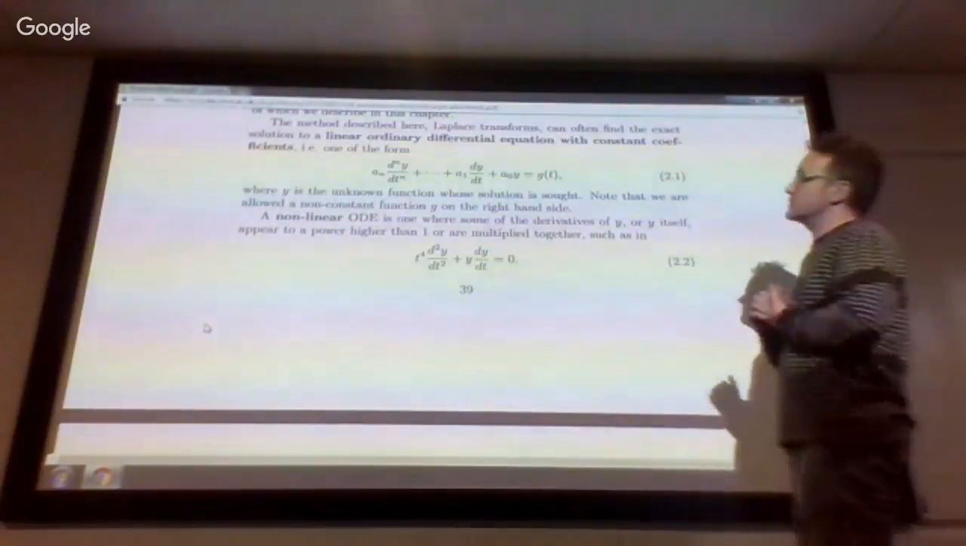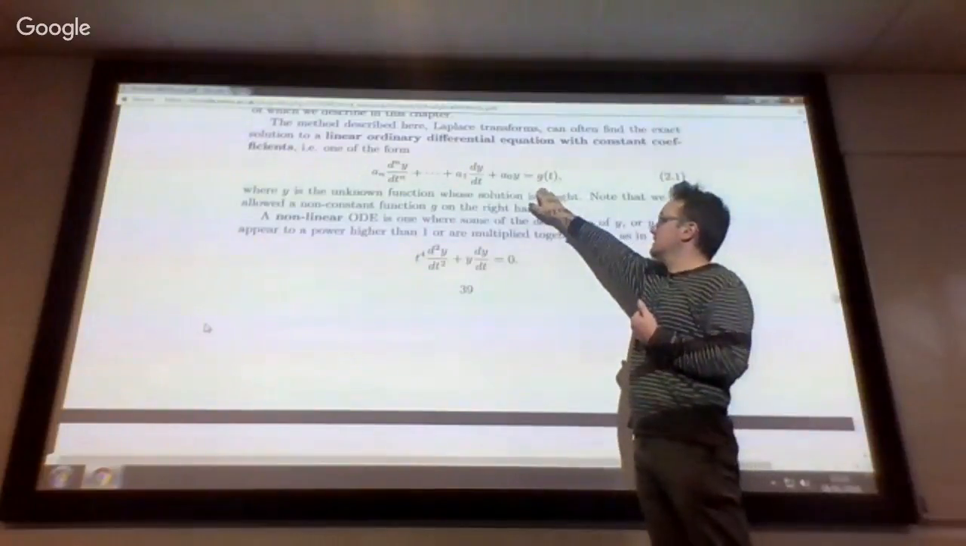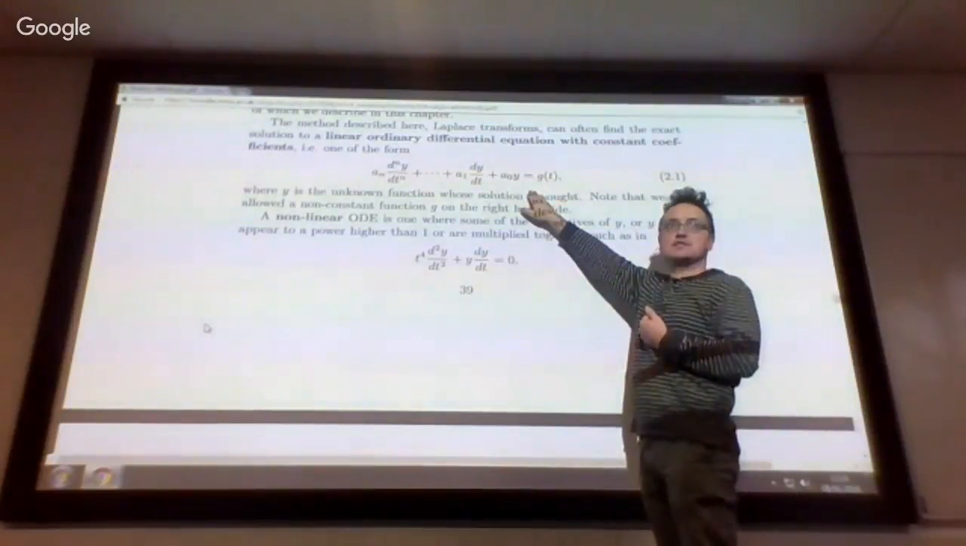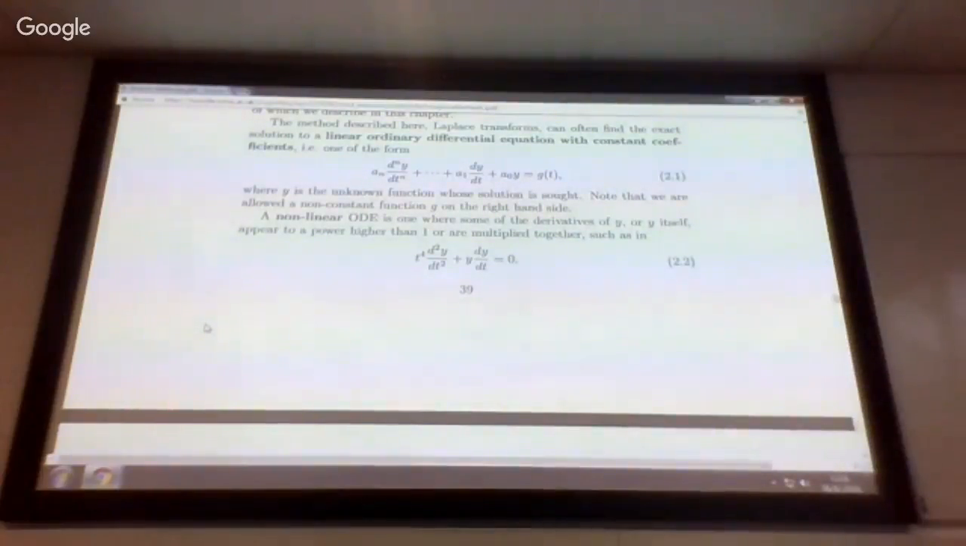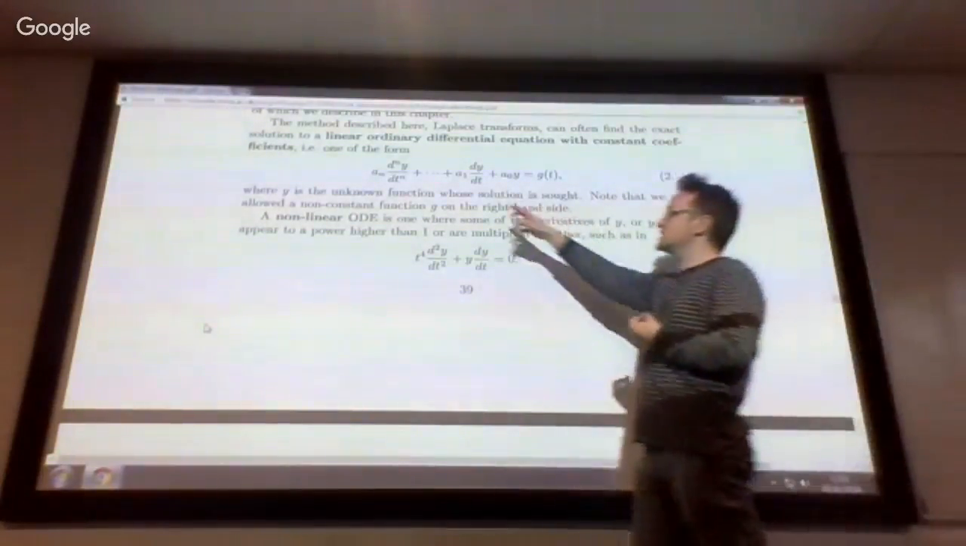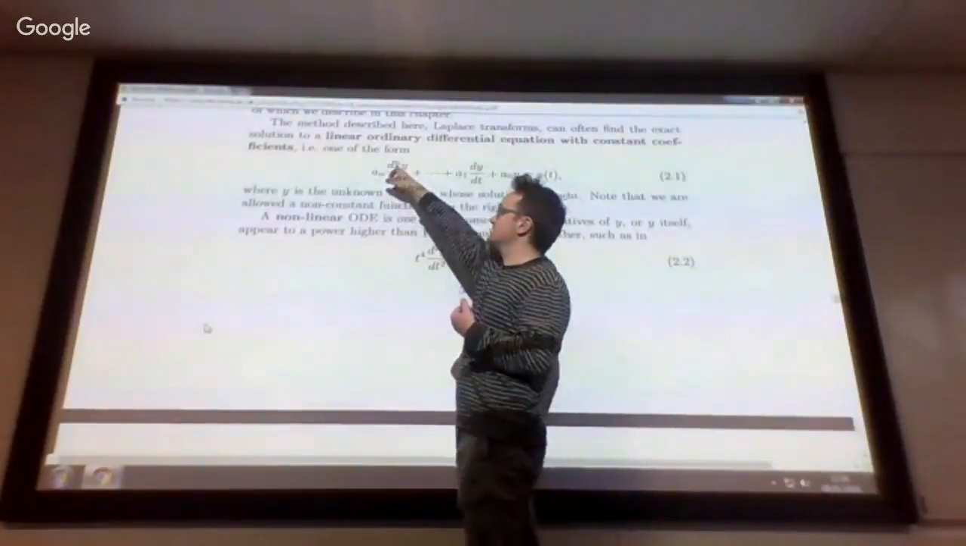So the class of things we're going to be looking at are so-called linear ordinary differential equations, and they are all instances of this general form here. The degree of the equation is the highest order derivative that we see. So this equation here has degree n.